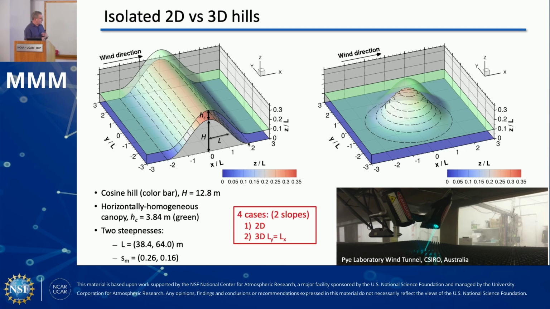Okay, so I'm running 4 cases. There will be 2 slopes, so I basically keep the hill the same height, but I shrink and change the hill width so we can change the slope of the hill. Each of those changes is happening for a 2D versus a 3D hill.